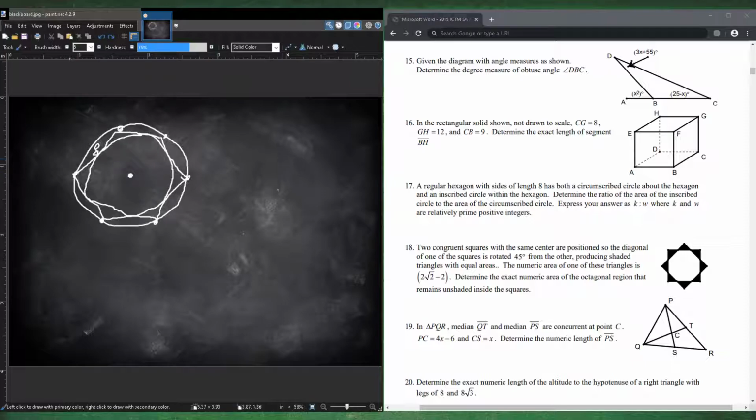So we have the inscribed over the circumscribed, so it's on the bottom. So pi radius squared, so pi 8 squared. Okay, so now we need to find the radius of the inscribed circle. It touches the side length, so it's right here.